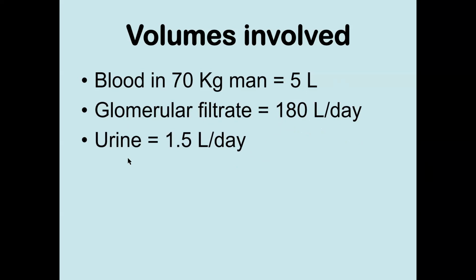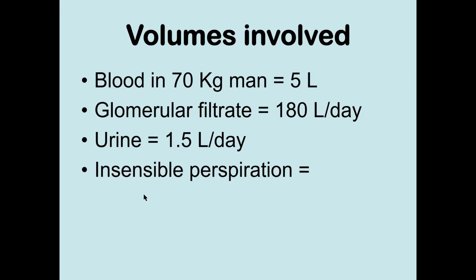The amount of urine that we produce is about a liter and a half, assuming we have enough water, we're not dehydrated, we're not drinking too much. So from the 180 liters, 1.5 liters remain, which means the rest has been reabsorbed, or resorption.